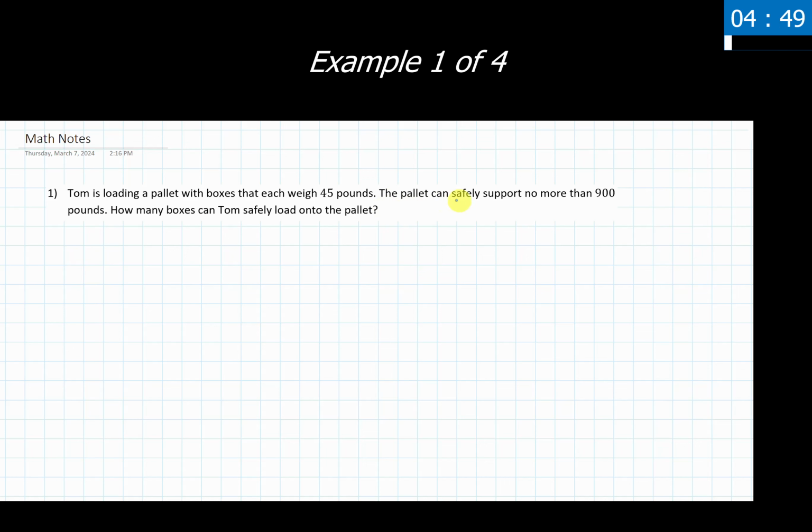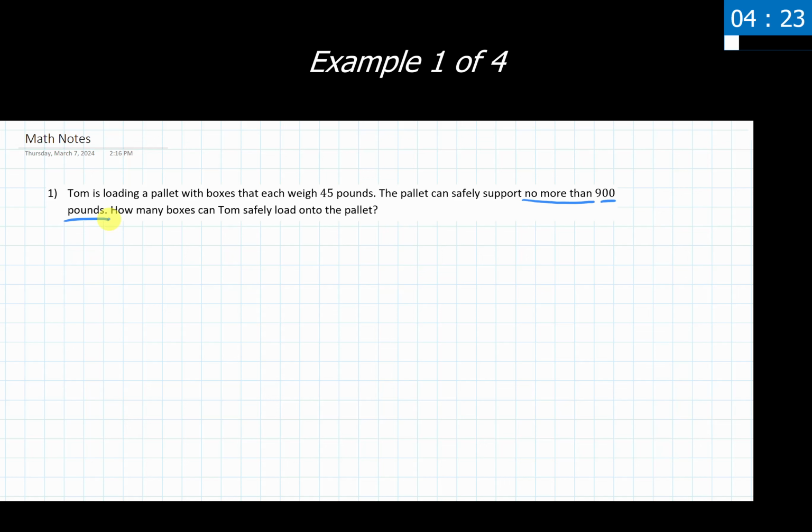We're told the pallet can safely support no more than 900 pounds. This right here would be our set of buzzwords to let us know, hey, we can be at most a certain amount. We can't go over that. So this is our cue showing up right here and our hint that we're going to have an inequality in here. And we're told specifically it can't hold more than 900 pounds.